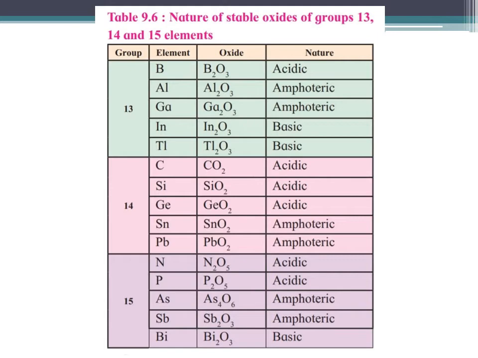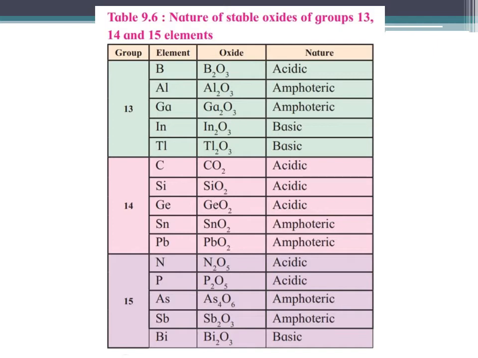Now students, if you observe the oxides of group 13, they make a general formula, and that general formula is E2O3, where E represents the elements of group 13. Now you all can see boron.